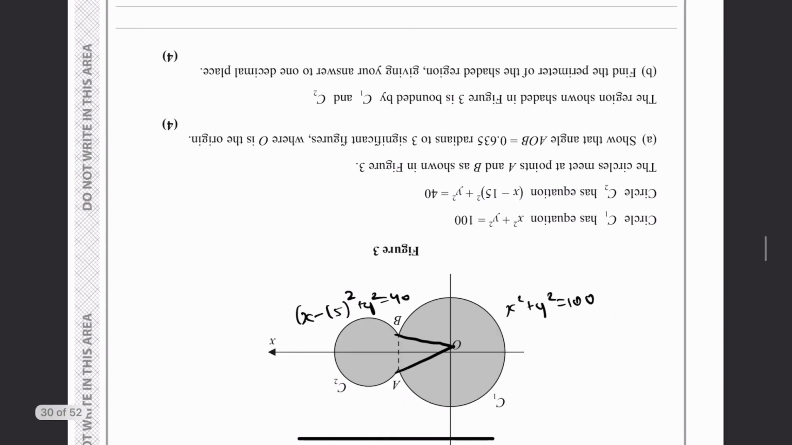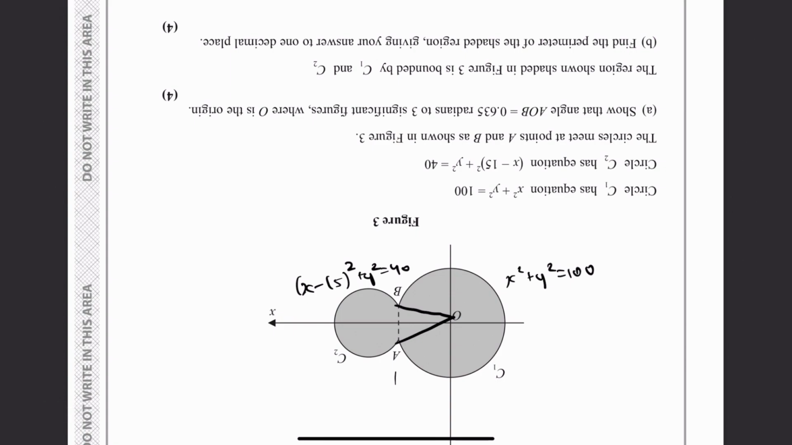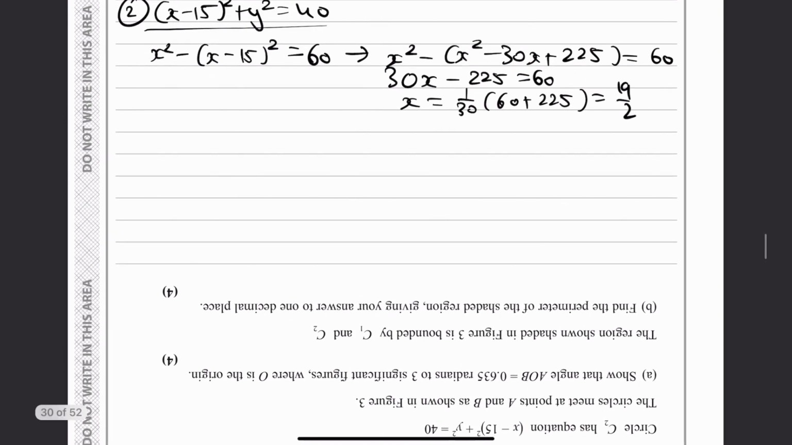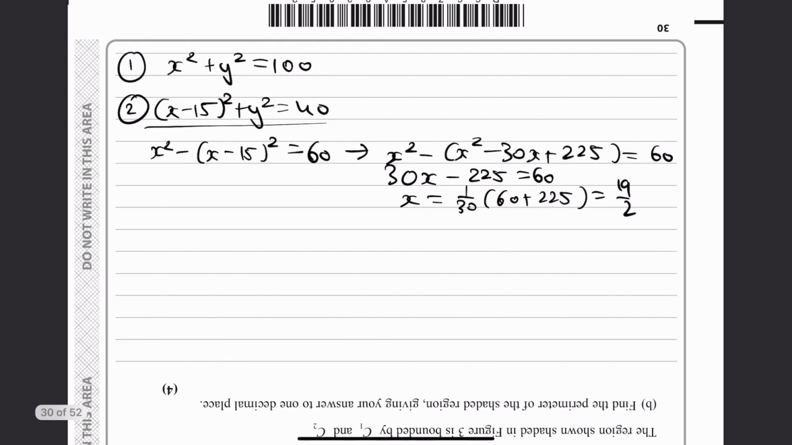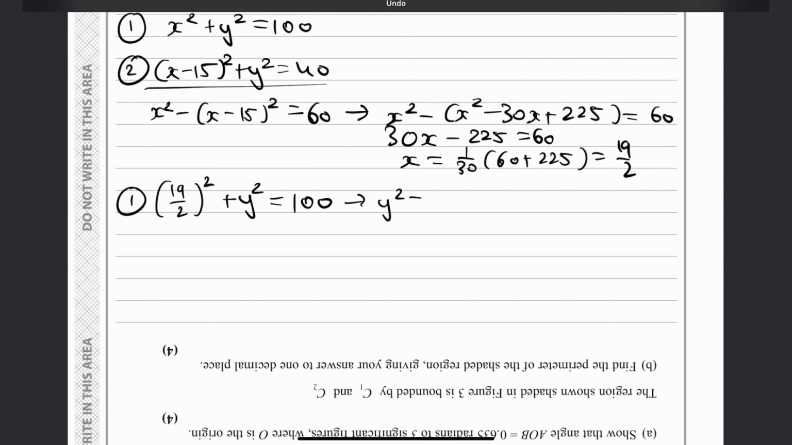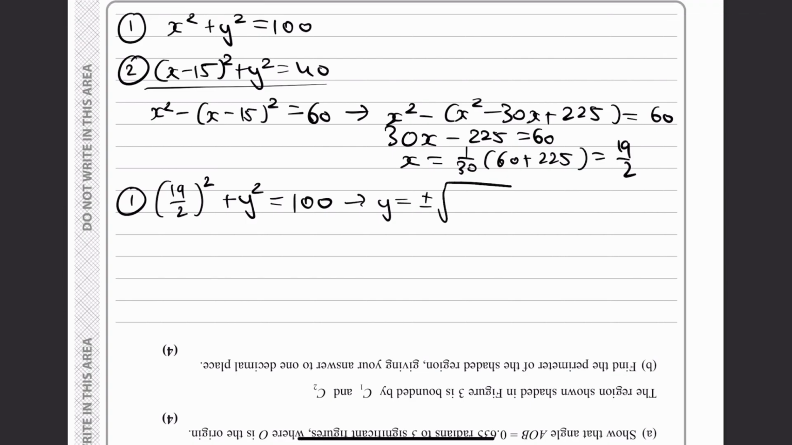Okay, so basically what this is, this line, x equals 19/2. That's the line on which they both intersect. So now you can just plug this into one of the formulas. I'll just put it into this one to find both points of intersection. So if we put 19/2 squared plus y squared is equal to 100, then we get y squared is equal to, actually I'll just put it all in one step. So y is equal to plus or minus root of 100 minus 19/2 squared.